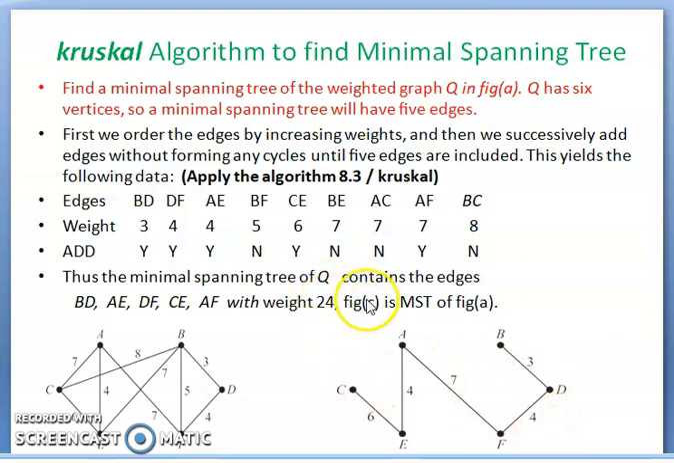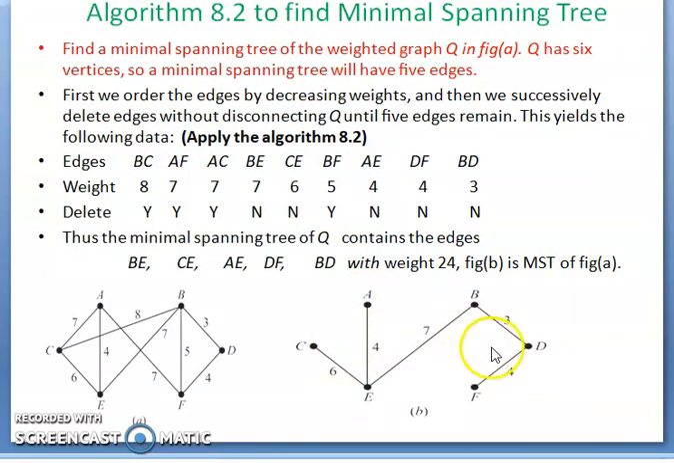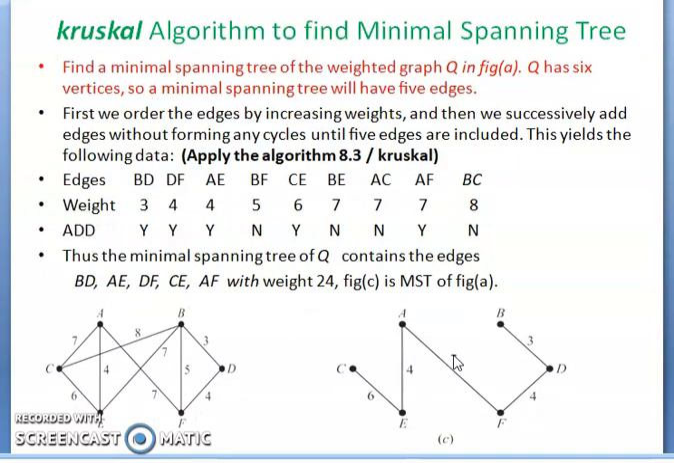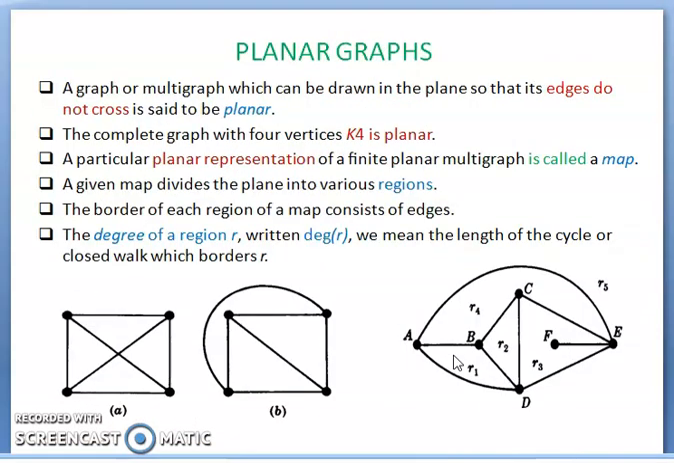The same weight with different edges. This is the minimal spanning tree with the weight 24. So both give the same weight, but they are two different minimal spanning trees. Both are the same, weight is 24. This is about the Kruskal's algorithm, right?